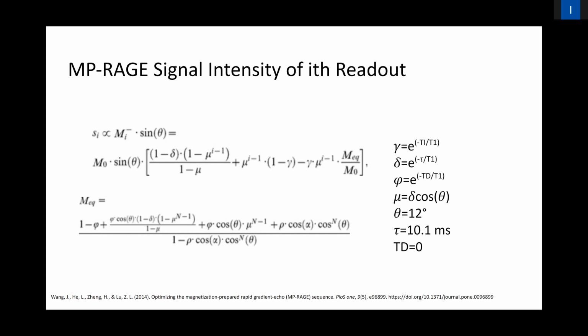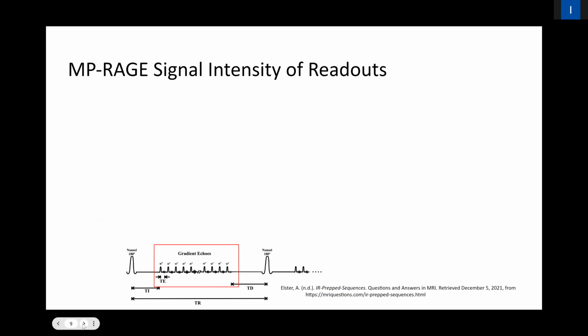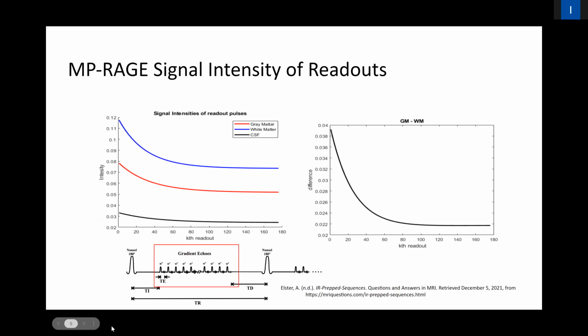So when we take this all in mind, we did a quick calculation with M not equal to 1 to see how the signal intensity progresses. Before speaking on the simulation results, when I say the signal intensity of the readouts, I want to clarify it's the signal intensity of the region in the red box on the image on the bottom. So when we refer to the kth or ith readout in the reference, it's in reference to these RF pulses, each one with a 12-degree flip angle.